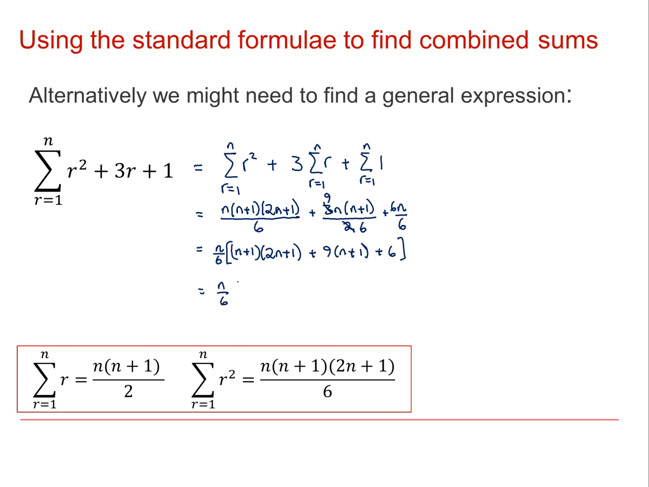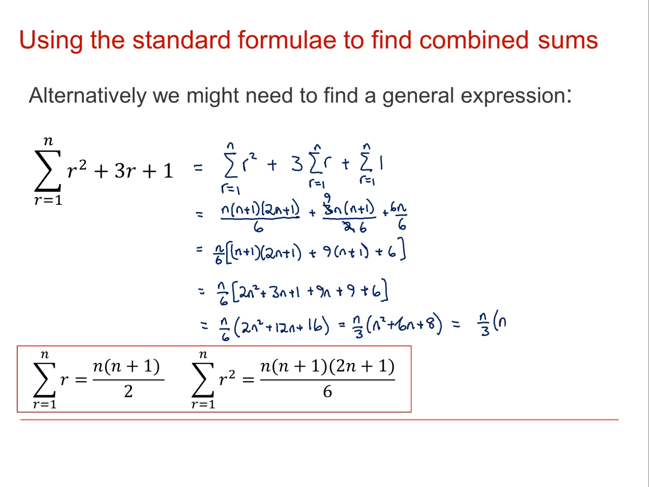Now I multiply out the brackets. I've got 2n squared plus 3n plus 1, plus 9n plus 9, plus 6. That's n over 6 times 2n squared plus 12n plus 16. I can take out a factor of 2 and cancel it with the 6 to give n over 3 times n squared plus 6n plus 8, and then I can factorise that quadratic expression to give me n over 3, n plus 2, n plus 4.